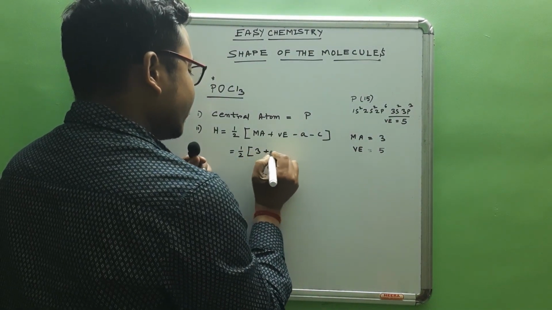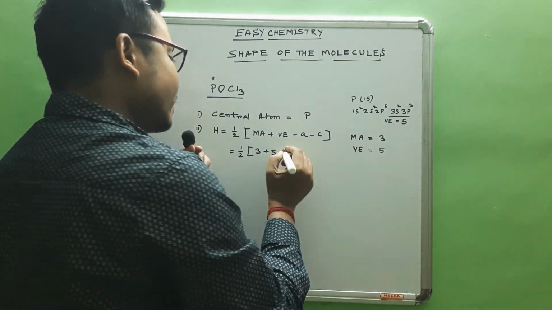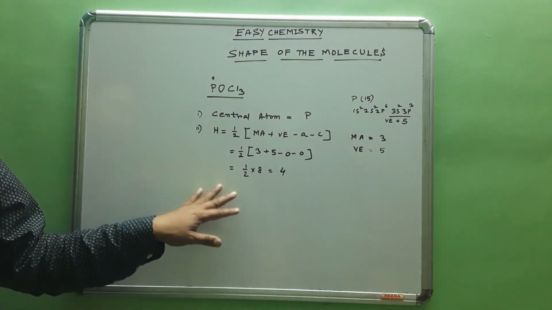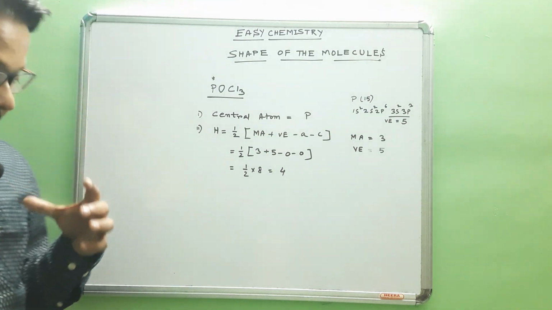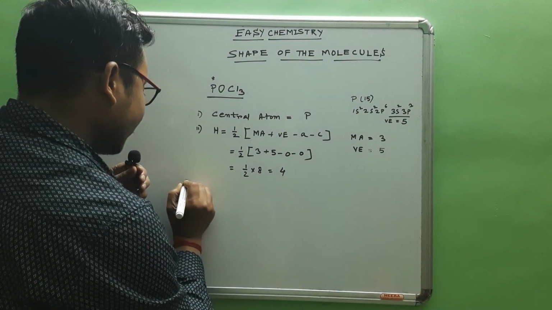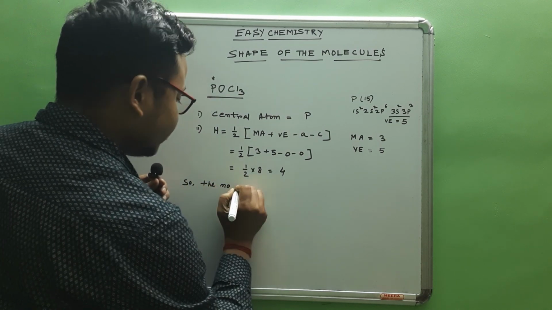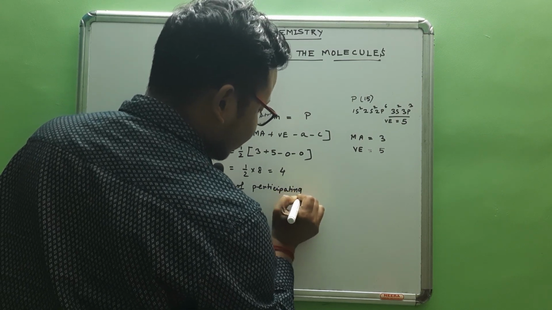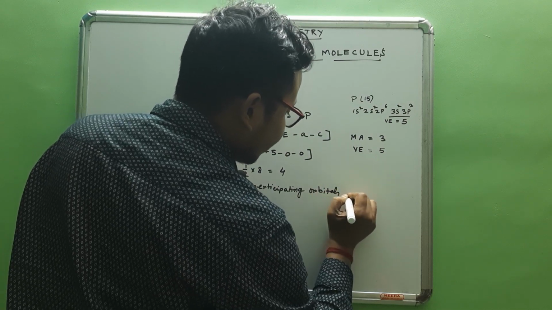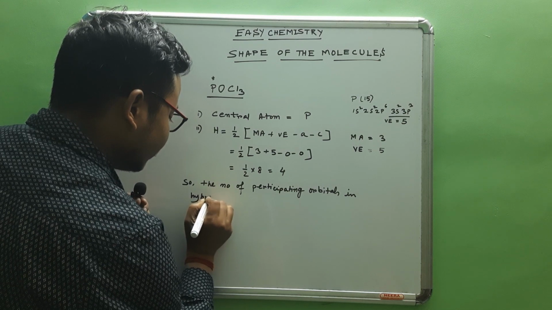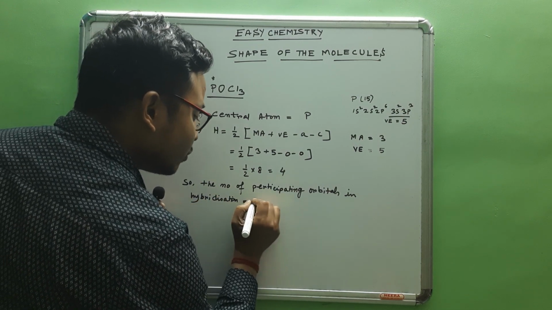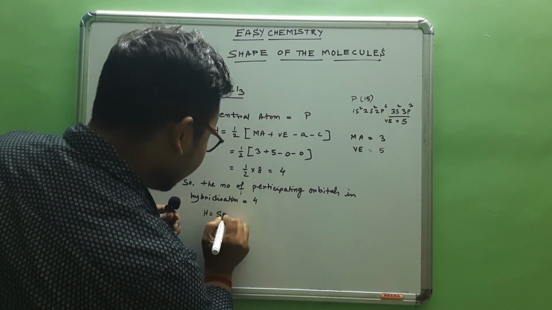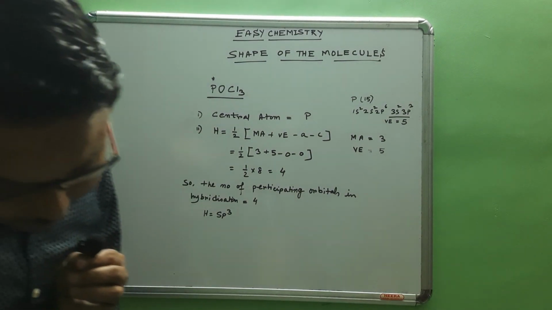So here I use 3, here 5, and it is a neutral molecule, so the number of anions and the number of cations will be 0. So it is 8, and H is 4. So the number of participating orbitals in hybridization equals 4. That means it should be sp3. So the hybridization becomes sp3.